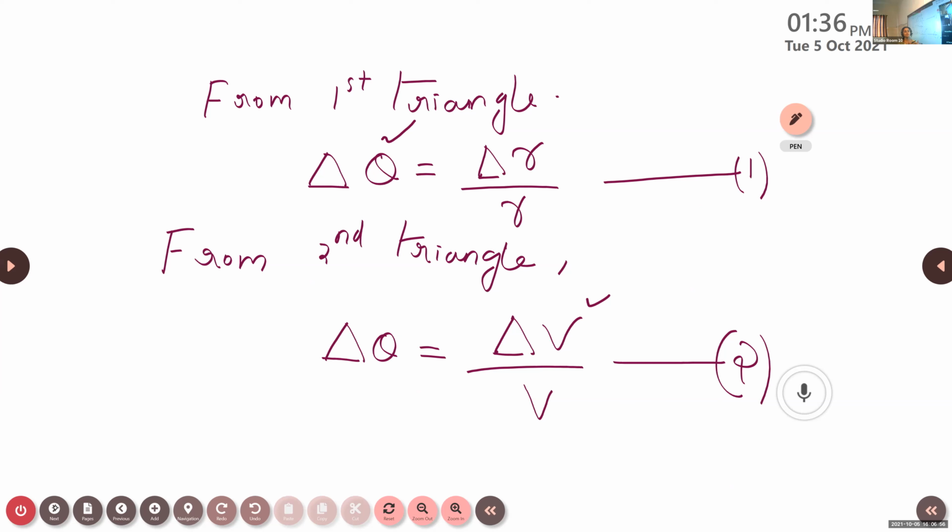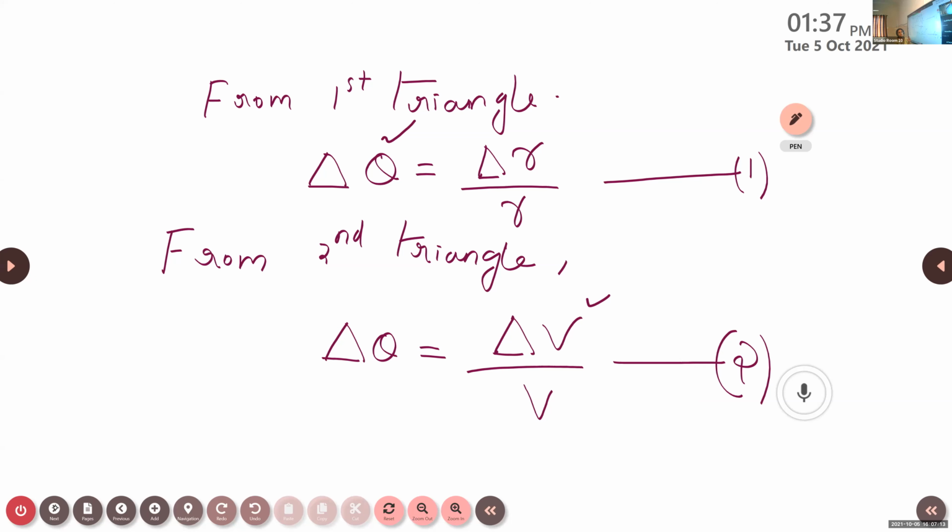Okay, it is the ratio between the two sides of the triangle. So from the first triangle, delta theta is equal to delta r by r. From the second triangle, the angle delta theta is equal to delta v by v. So here we get two equations.